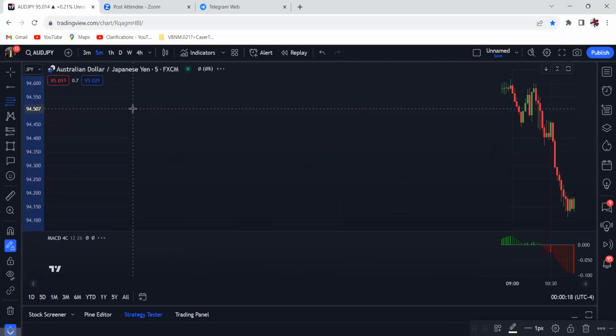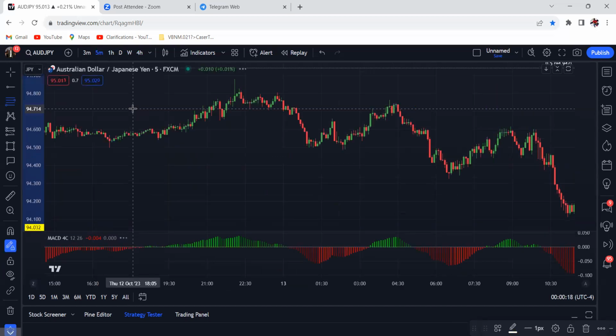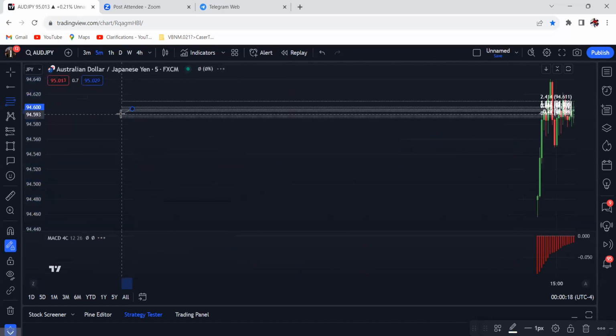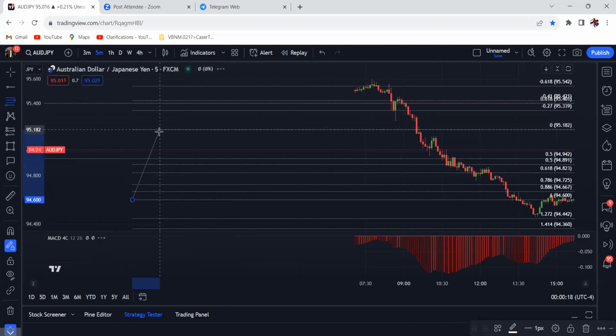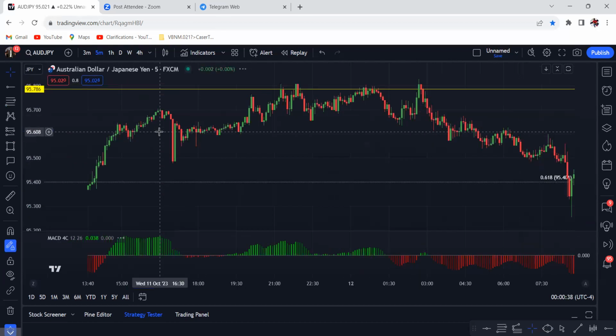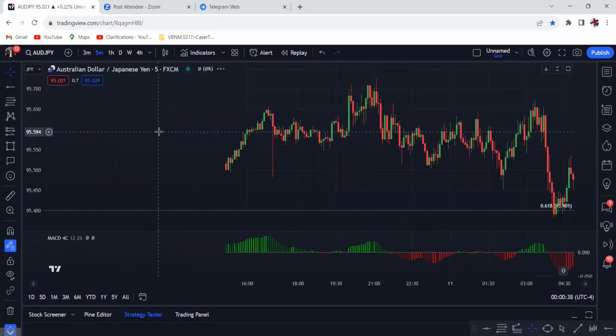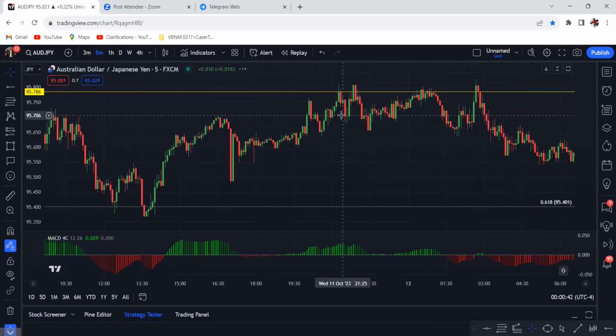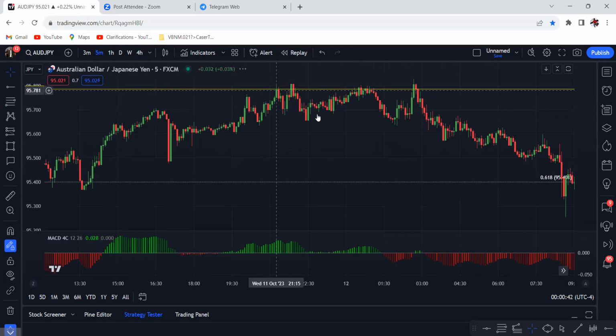All right. Minutes time frame, always for your entry, ladies and gentlemen. If you're not on the minutes time frame looking for your entry, you shouldn't be in the trade. So price gets up here. So now, again, what am I looking for? I'm looking for the sequence.